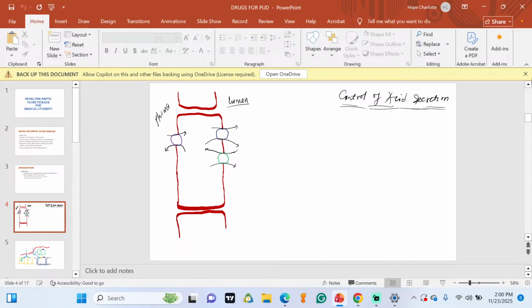Now, briefly, we are going to see how acid is secreted from the parietal cells. If we zoom in on one parietal cell, this is what we are going to see. In this cell, we have two parts: the basolateral and the apical parts. So let's see.